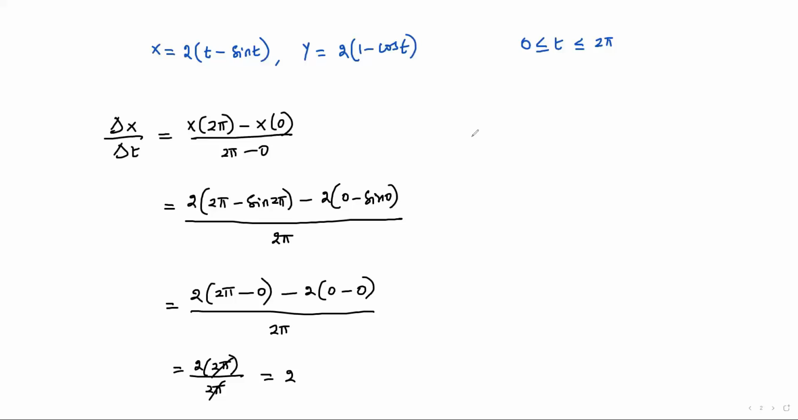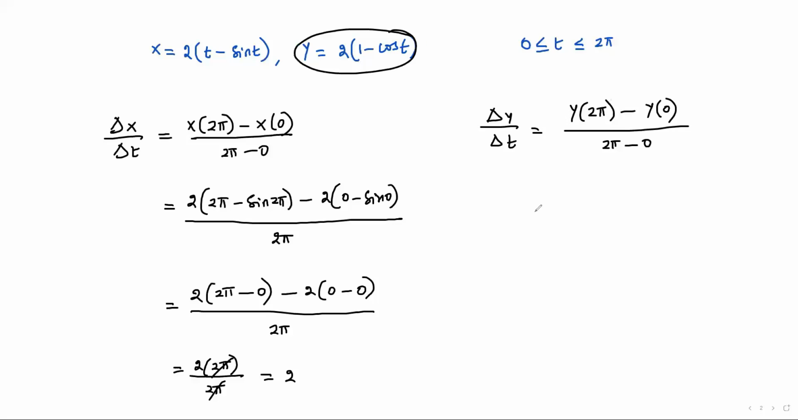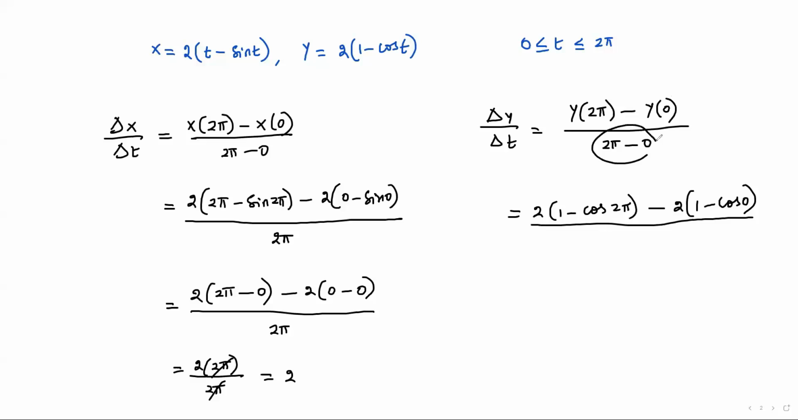Okay, now let's find the average rate of change for y of t, that is delta y over delta t, which is equal to y of 2 pi minus y of 0 over 2 pi minus 0. To get the value of y of 2 pi, you have to plug in t equal to 2 pi into the second parametric equation. Then we get 2 times 1 minus cosine 2 pi, minus. To get the value of y of 0, you have to plug in t equal to 0 into the second parametric equation. Then we get 2 times 1 minus cosine 0, over 2 pi minus 0, which is just 2 pi.